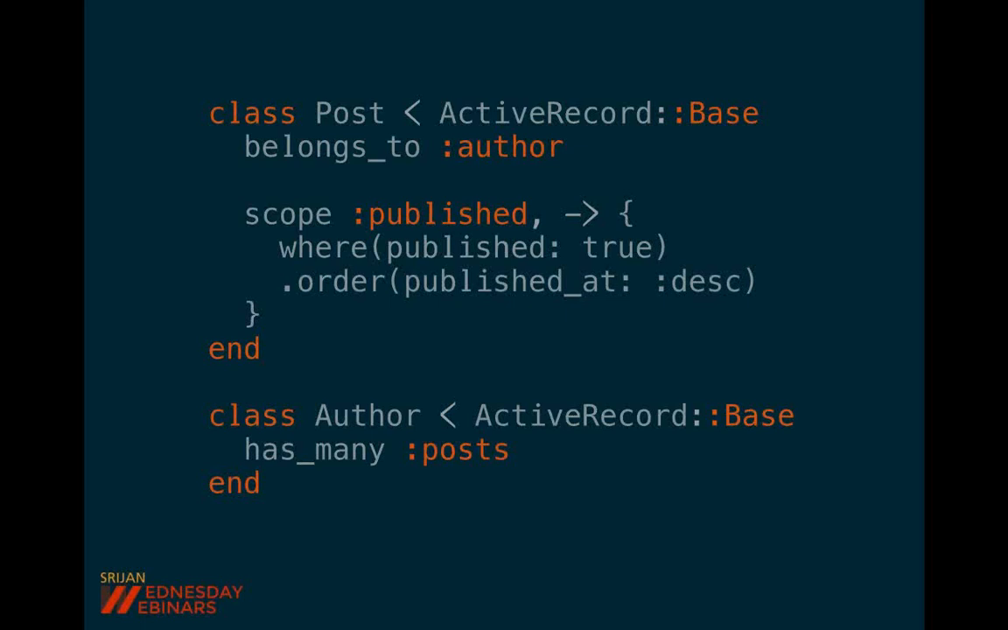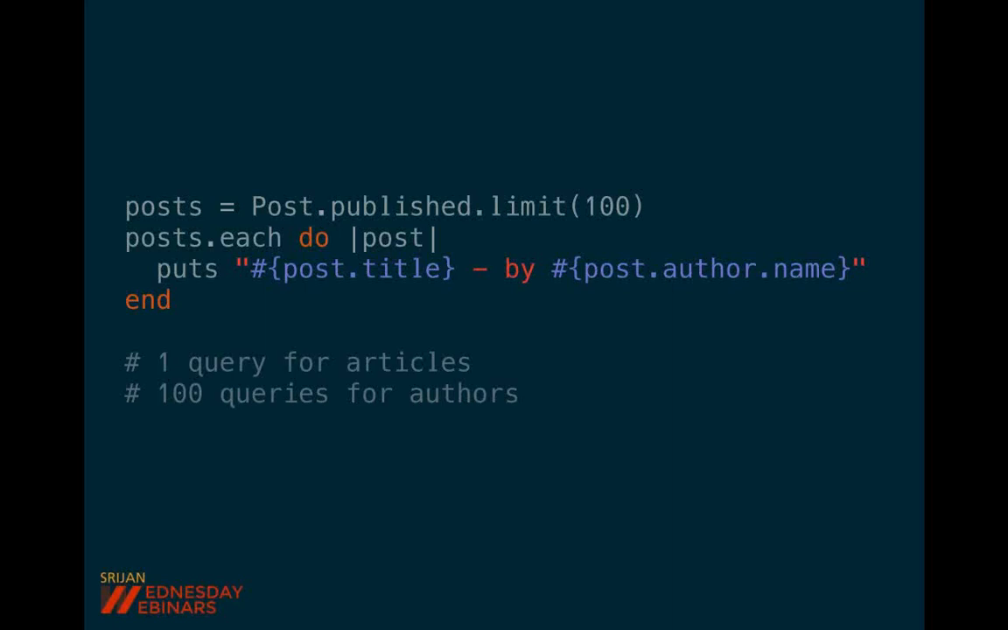The way I described earlier to do it would be you get all your posts, and for each post you print out the post title and the author name. Author would of course be the joined author. This would do one query to get all of the posts, and then for each round of that block, it would do one extra query. So you get 101 queries for this.